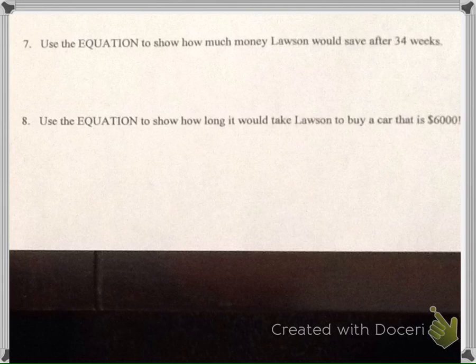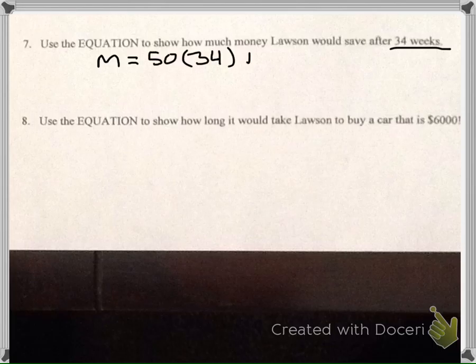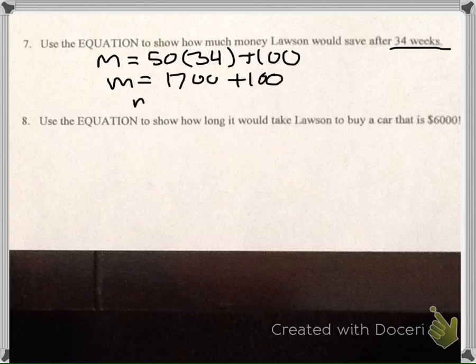Okay, now number 7 asked me to use the equation to show how much money Lawson had after 34 weeks. So remember, weeks is the W, so I'm going to be replacing the W in my equation with 34, like so. And then I do 50 times 34 is 1700 plus 100. So M equals 1800. So after 34 weeks, he would have $1,800.